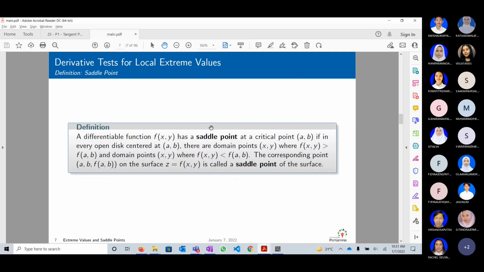And we have the saddle point. What is a saddle point? A saddle point is a critical point that is not a maximum or minimum. At that critical point, the values around it may be both lower and higher.